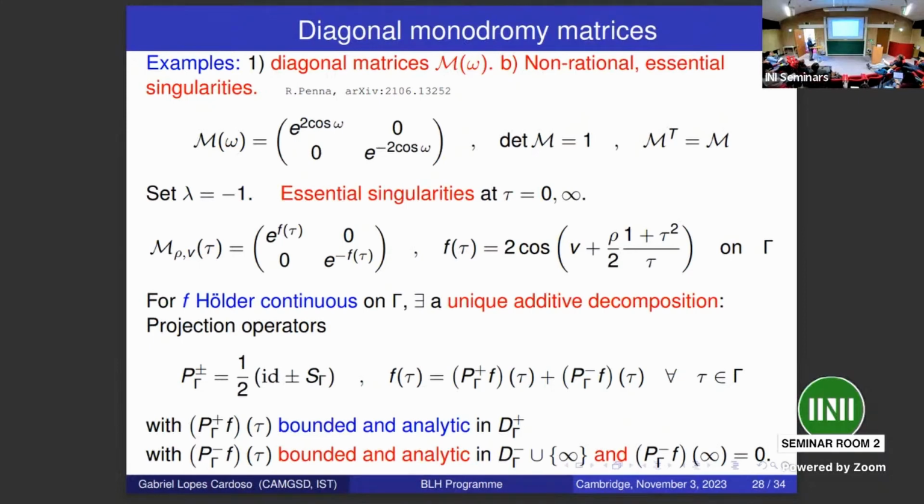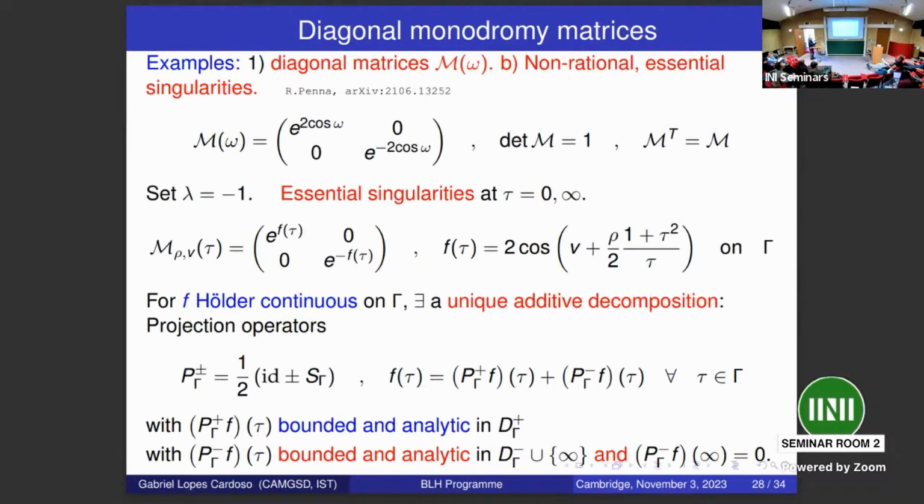And what are these factors? These factors are the limiting values of the following. There is going to be a function that is analytic and bounded in the interior of the contour, call it P plus F. There's going to be a function that is analytic and bounded in the exterior of the contour, call it P minus, and on top, this function vanishes at tau equals infinity. If you then take these functions and look at their limiting behaviors as you approach the contour, you then get this unique decomposition.